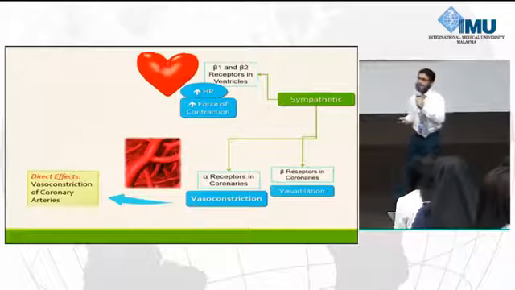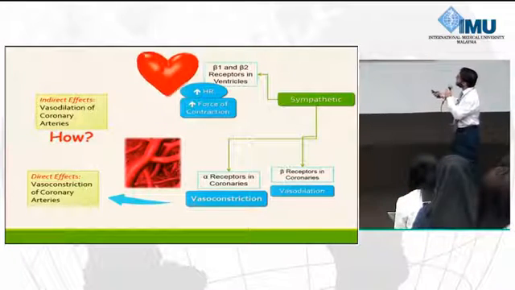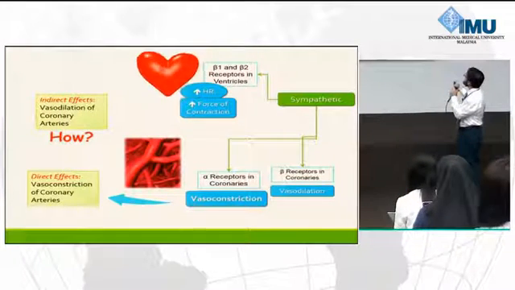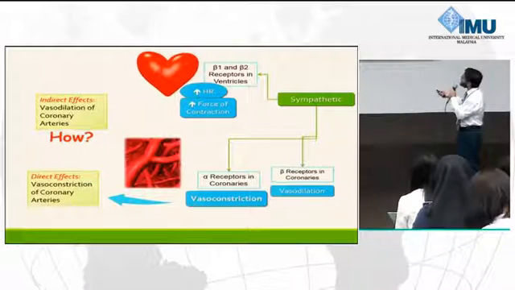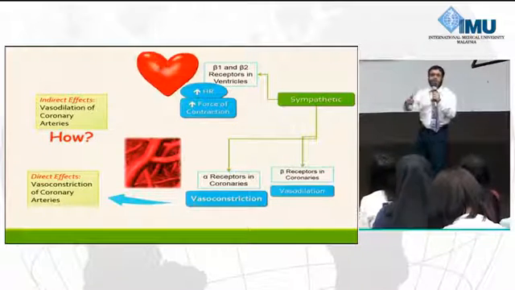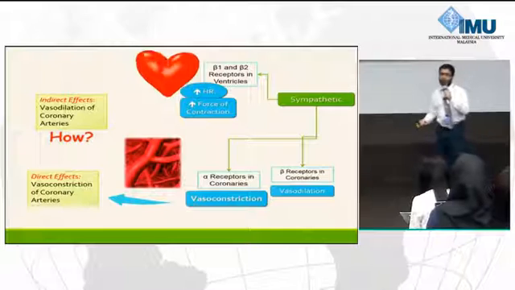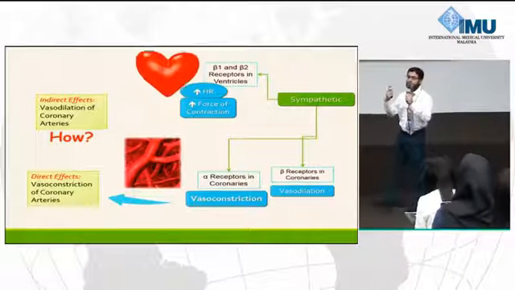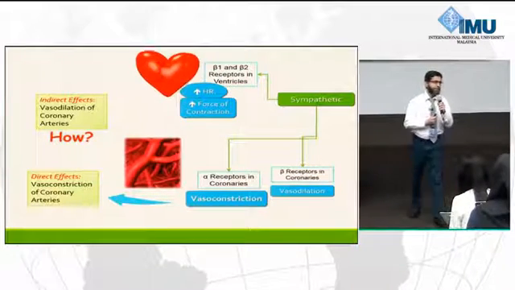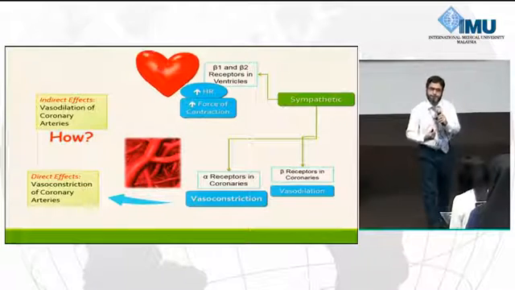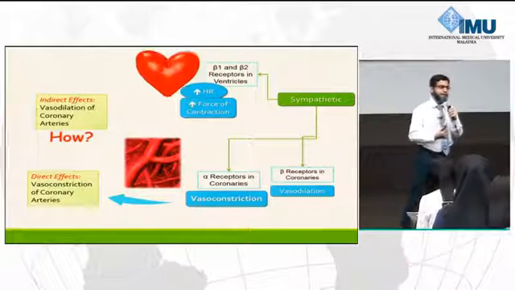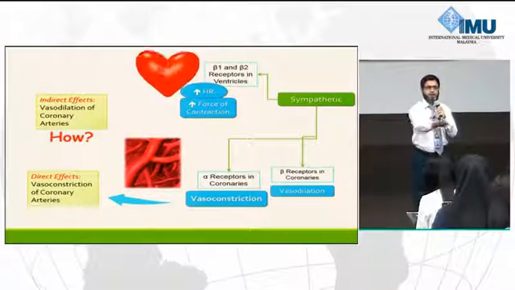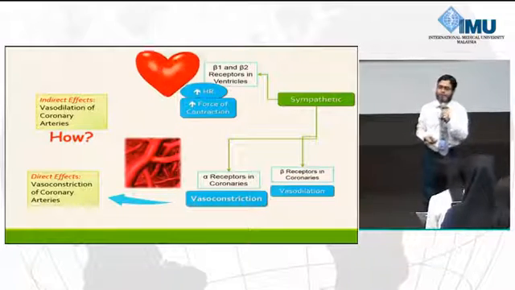At this time, the indirect effect comes in. The indirect effects of the sympathetic nervous system will actually lead to vasodilatation of coronaries. Okay? Now, how would that happen? Can anyone guess? Can anyone guess? Again, you can look at the slides which are coming after this slide.